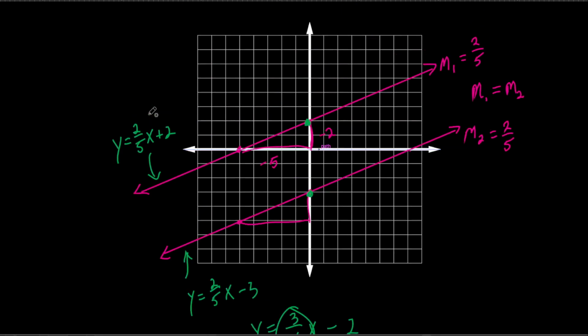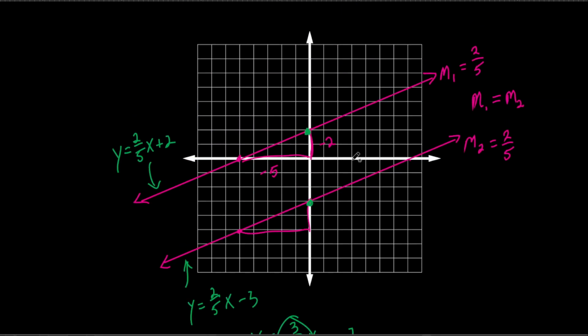Now, why did they say they have different y-intercepts? Because, copy, and let's do this. Let's paste in place, okay? So watch. What if that first line had the same y-intercept as that line? Then they wouldn't be two separate lines, would they? They'd be the same exact line.